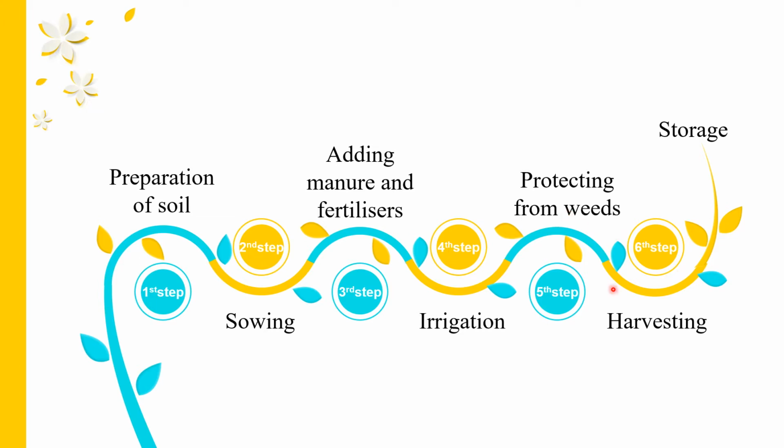And after that, what is the sixth? It is harvesting. So once we are ready with the crops, that is the food grains or whatever it may be, finally it has to be stored. Then only can we make sure that it is going to reach the consumer.